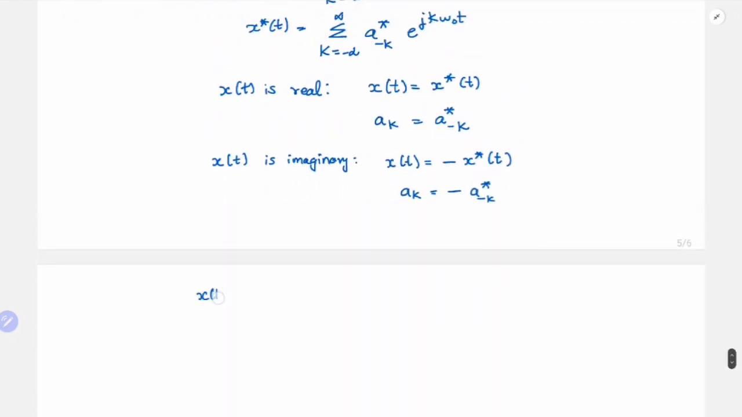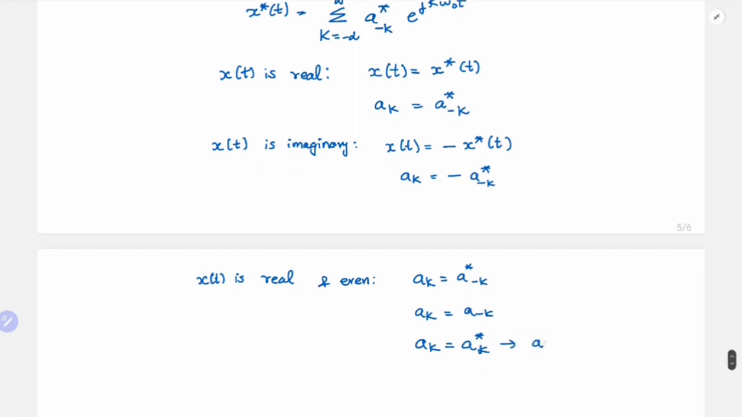So what happens when x of t is real and even? So for real, we know ak is equal to a conjugate of minus k. But for even, we also know ak is equal to a minus k. So we can say ak is equal to ak conjugate. So ak is also real. And since it is also even, ak is also real and even.